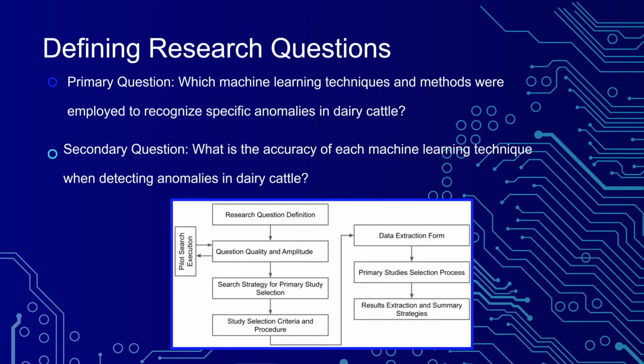And then the secondary, or complementary, question: what is the accuracy of each machine learning technique when detecting anomalies in dairy cattle? It is necessary not only to show which kinds of machine learning are detecting certain anomalies, but also their accuracy. If the accuracy is not on par with your work or some kind of project that you are trying to create, you can enhance them. You can just go to the paper and read them, basically.